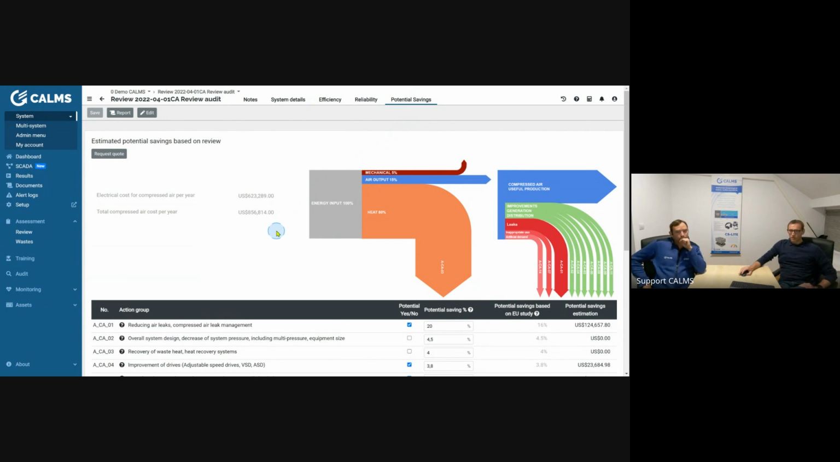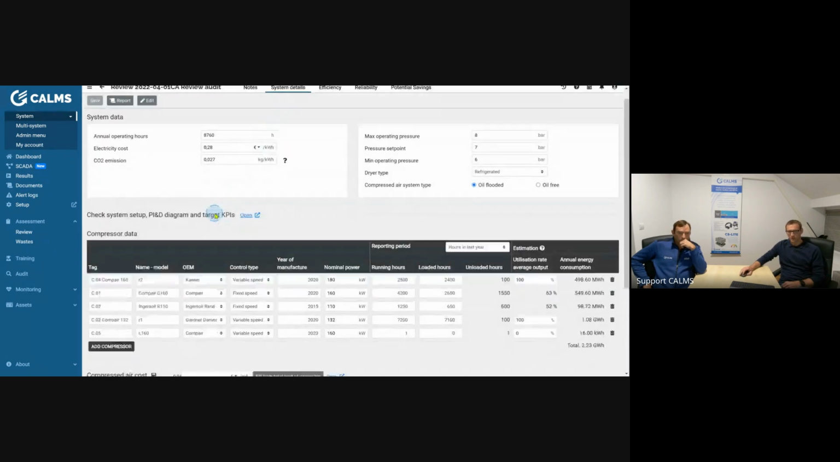So you see that it's very important that when you do the calculation of the electricity cost, you also calculate the cost of compressed air, which includes all the maintenance cost, all the amortization, and all that stuff, which is part of the calculation shown on this page.